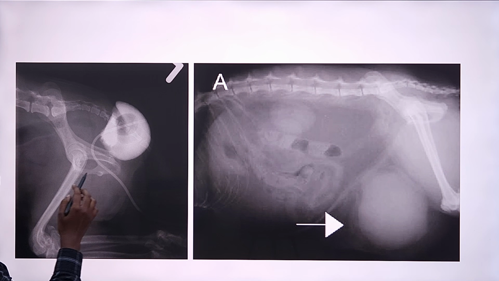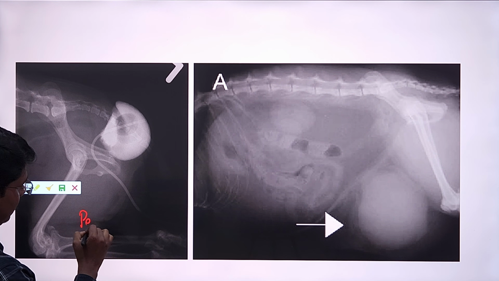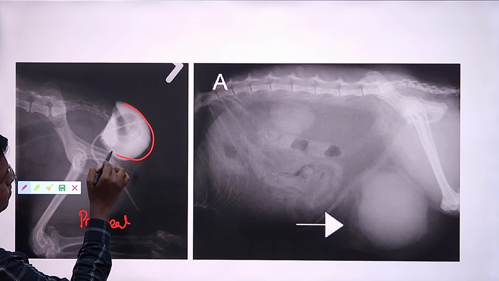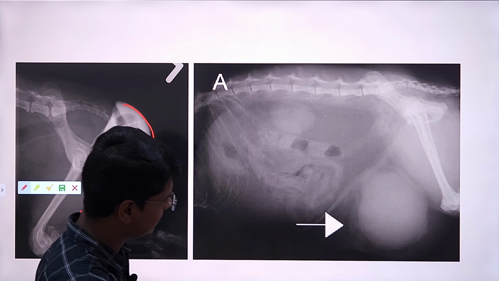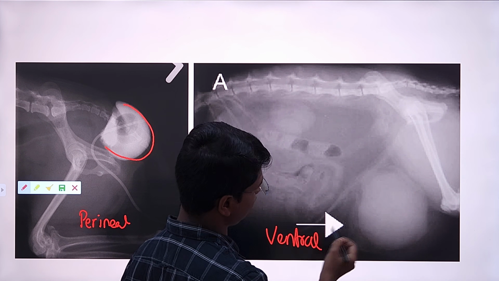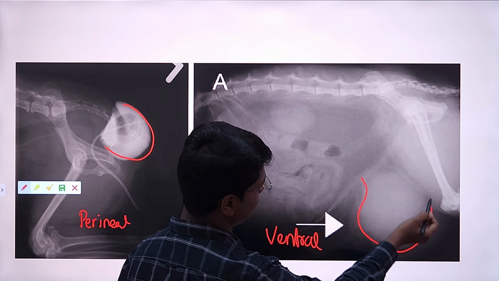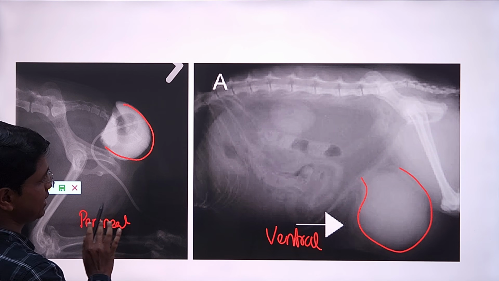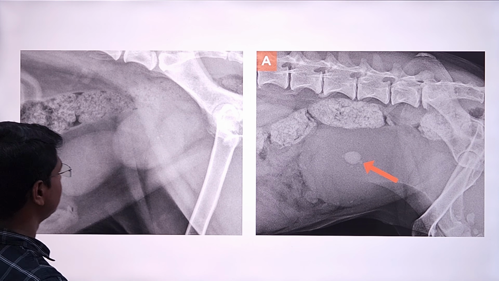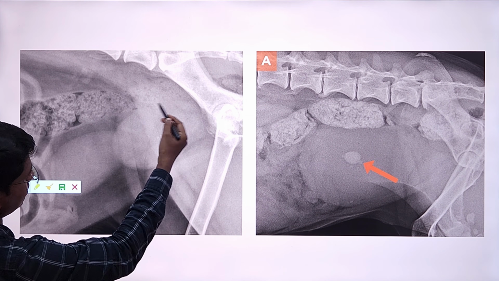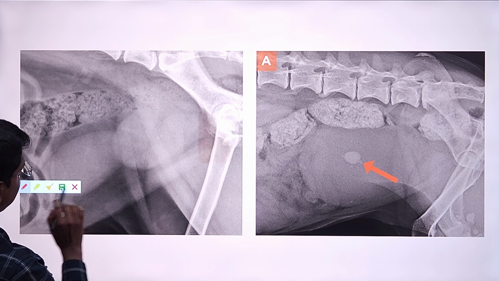First radiograph, the left one is a case of perineal hernia. This is perineal hernia where the bladder is at the perineum. This is a case of ventral hernia. Okay, the ventral muscle wall has been ruptured due to some trauma or like that. The bladder is in the ventral space between the muscle and the skin. Okay, so perineal and ventral hernia. This is a case of cranial displacement. The bladder is supposed to be here, but it has been displaced cranially.